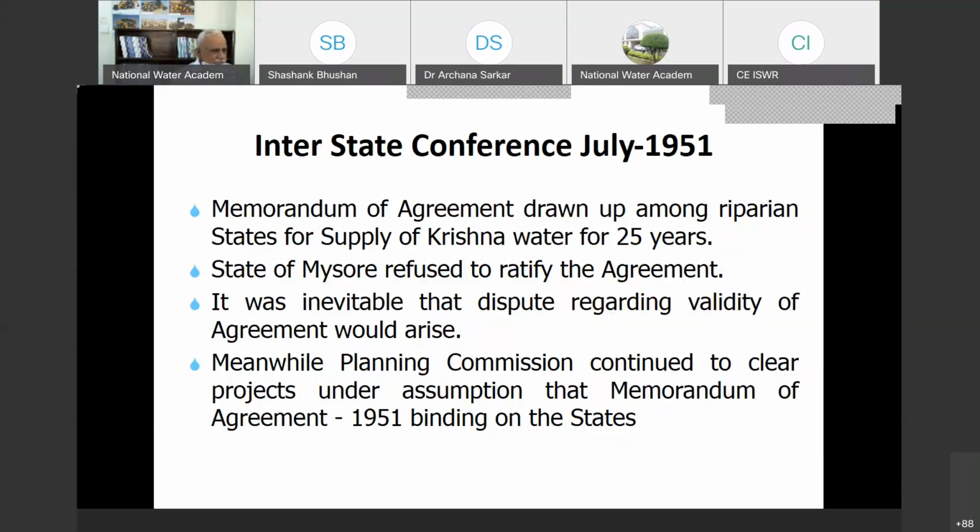Meanwhile, as per the constitutional provisions, the Planning Commission continued to clear the projects under the assumption that the memorandum drawn in 1951 is a sort of agreement between the states and it is binding on the states.